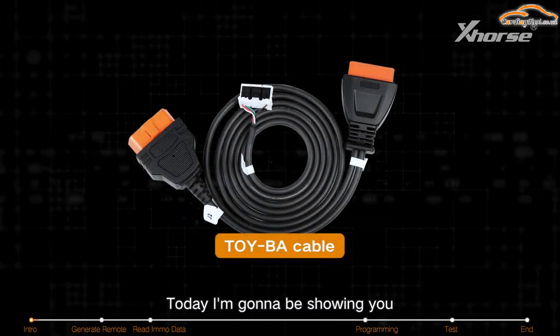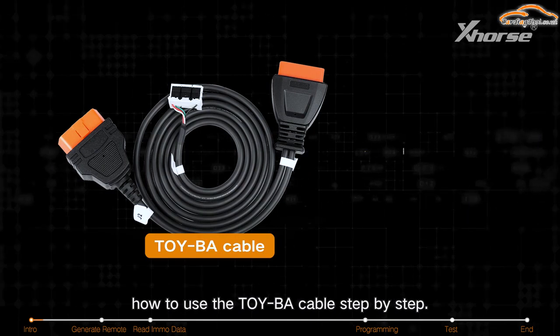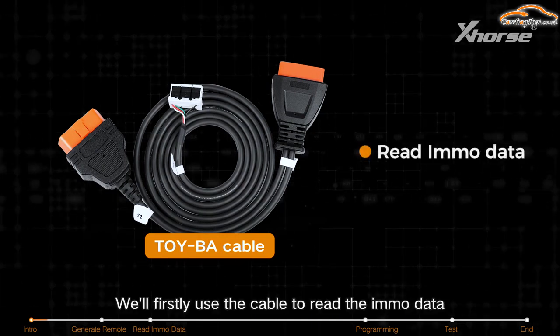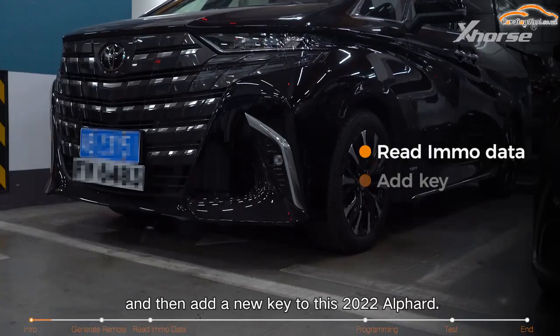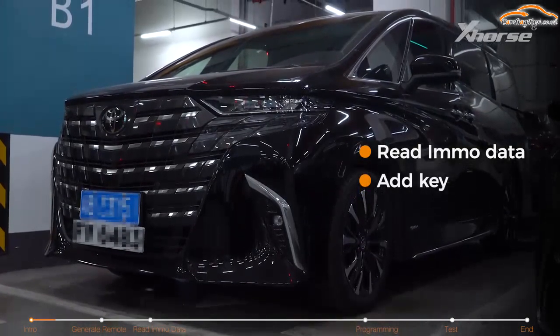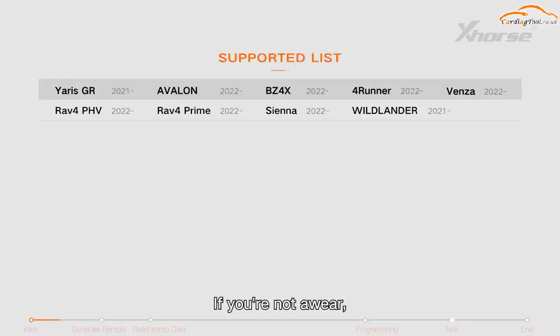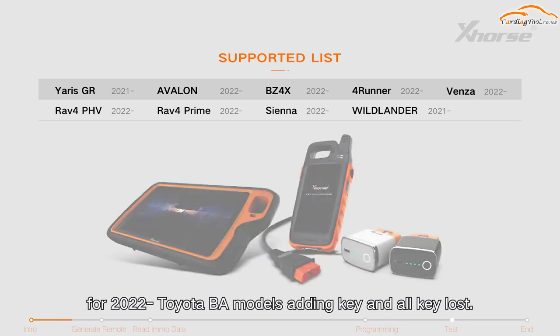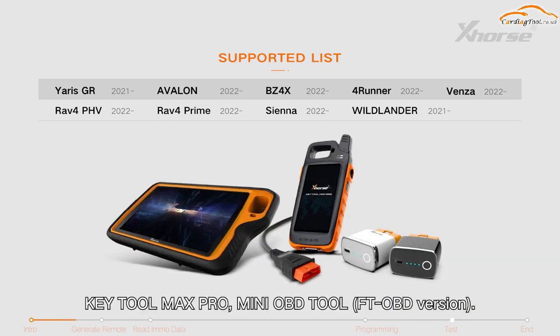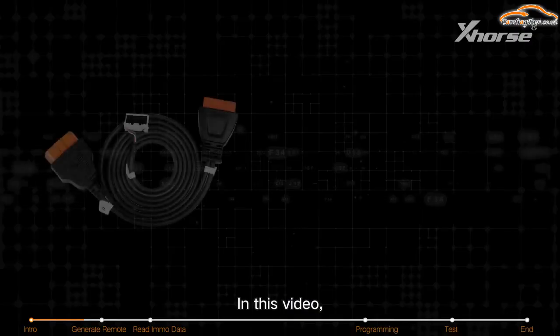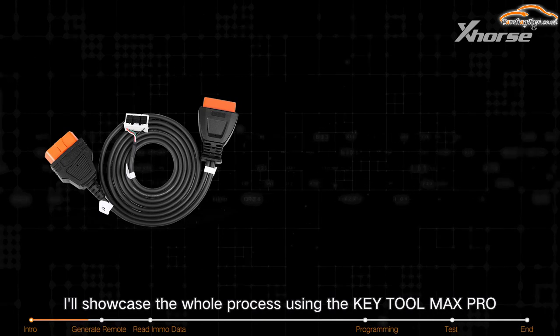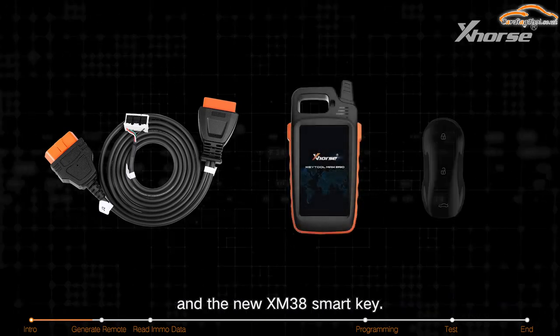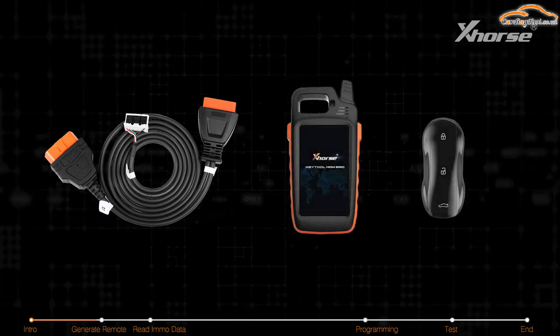Today I'm gonna be showing you how to use the FT-OBD cable step by step. We'll firstly use the cable to read the immo data, and then add a new key to this 2022 Alphard. If you're not aware, the FT-OBD cable can be used for 2022 and up Toyota BA models, adding key and all key lost. It can work with KD8 Plus, KD8 Max Pro, Mini OBD to FT-OBD version. In this video, I'll showcase the whole process using the KD8 Max Pro and the new XM38 Smart Key.